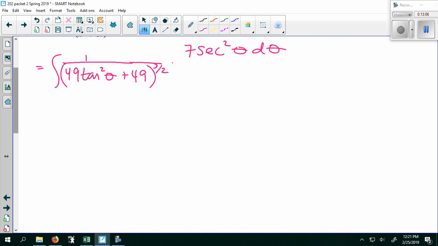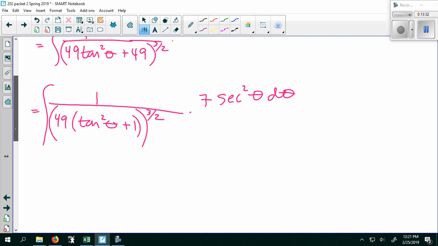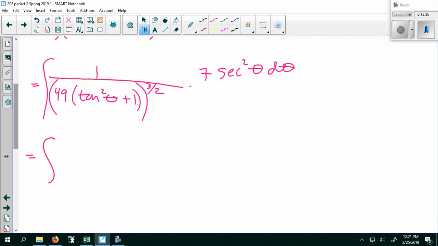All right, I'm going to factor out a 49 in this denominator, so I have 1 over parentheses 49 times tangent squared theta plus 1, it's all to the 3/2, times 7, oops, forgot my integral sign, times 7 secant squared theta d theta. Replace tangent squared theta plus 1 with a secant squared. And that is still all to the 3/2.